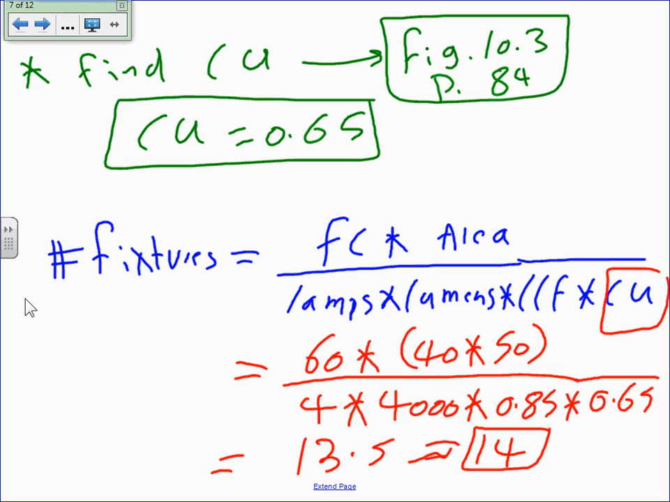Okay, now that we found it, do you guys know how to flip the formula to find the number of fixtures? This is the formula, the average method to find the number of fixtures: foot candle times area, divided by lamps, lumens, light loss factor, and the CU, the coefficient of utilization, which we have just calculated. So Ashley, I'm asking for 60 multiplied by 40, 50. Divide by all this. That will get you 14 fixtures.